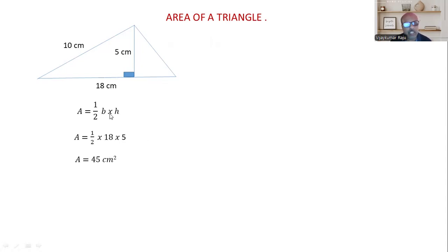Now I introduce you to another type. See this. This is the triangle. In this, one side is given, this is 10, and here another side is given, this is 18, and the height is not given. The angle between the two sides is given. So now if you want to find the area of this triangle, you need to find the height of the triangle. So let us draw the height here.